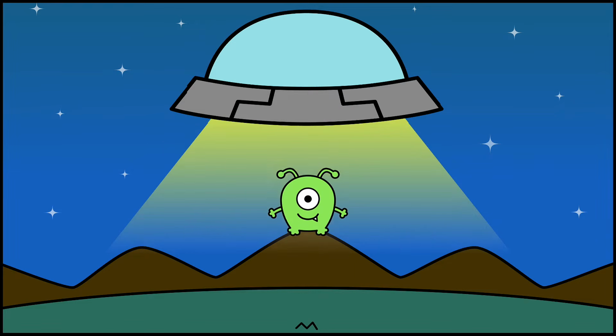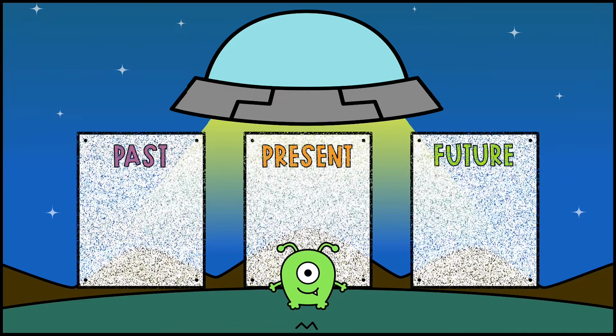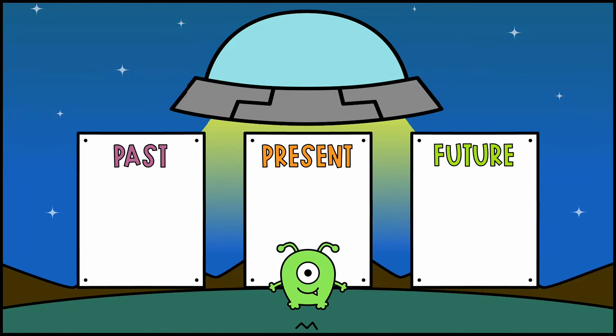Okay, now that we know about past, present, and future tense, let's put it into action. Let's take the action verb grin. First, here's a sentence with grin in the present tense. That alien grins a lot.